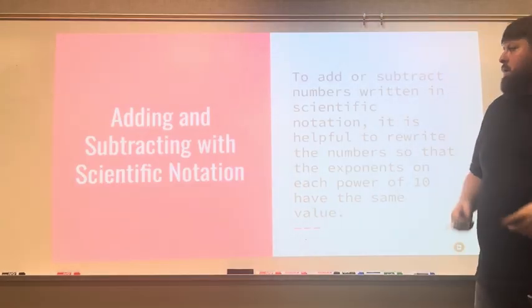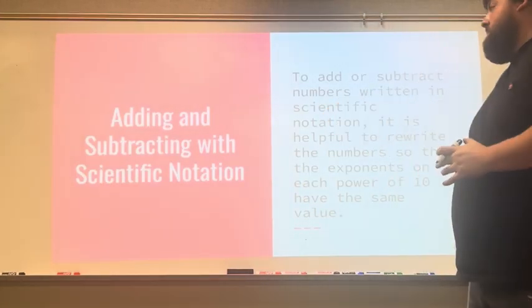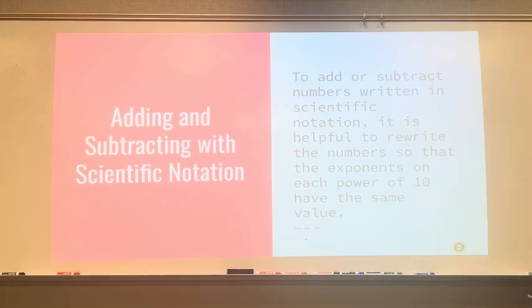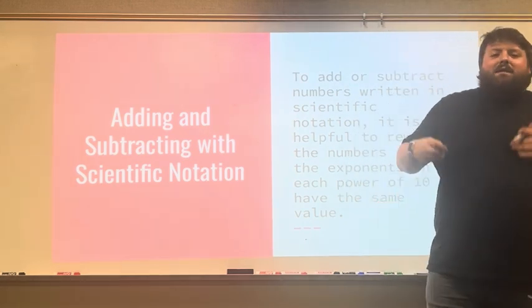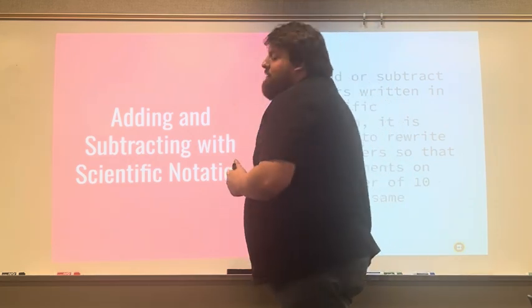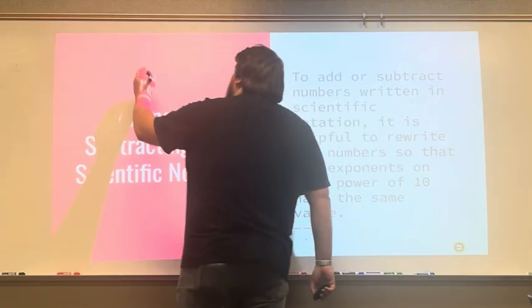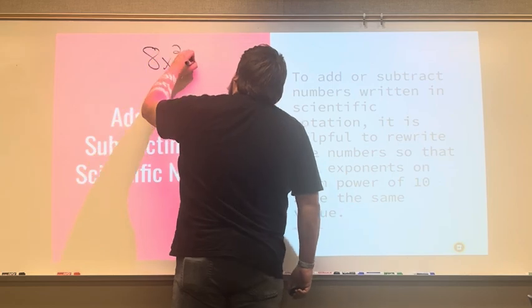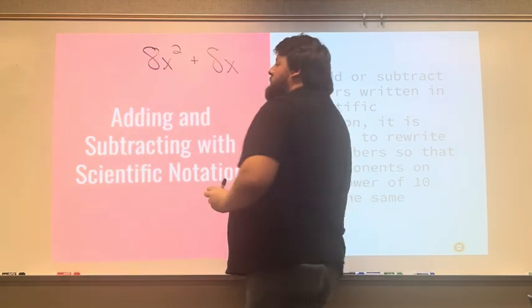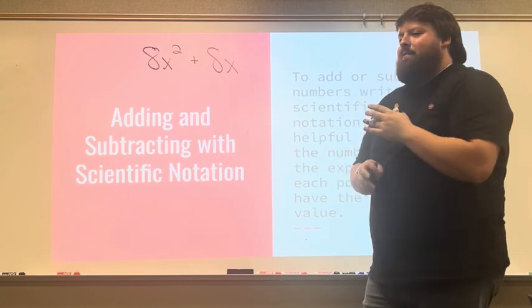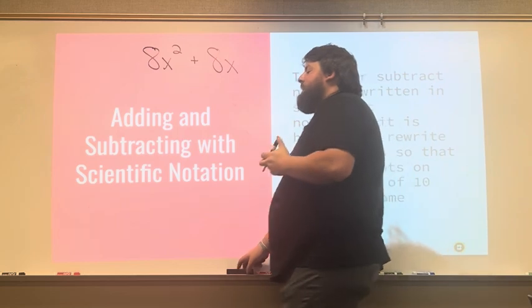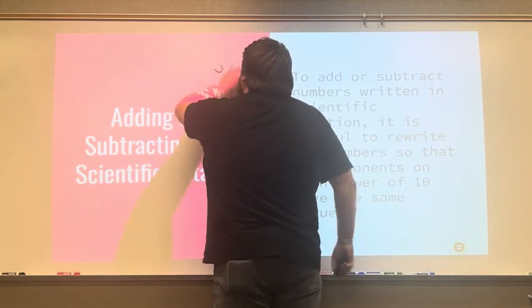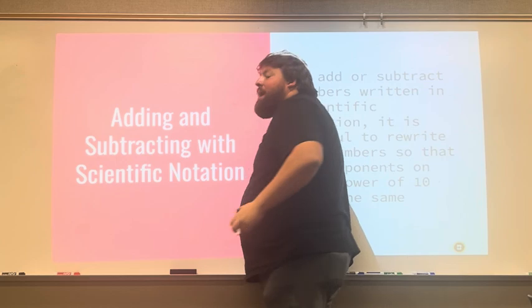All right, so, adding and subtracting with scientific notation. To add or subtract numbers written in scientific notation, it's helpful to write the numbers so that the exponents on each power have the same value. Essentially, as we were simplifying algebraic expressions early in the year, I couldn't add 8x squared and 8x together. That was a no-no. They didn't have the same variable at the same exponent. Same thing with this. If I want to add and subtract something, I can't have them at two different exponents.